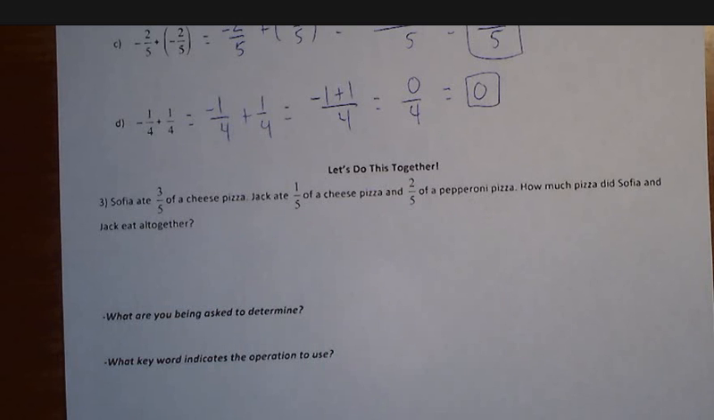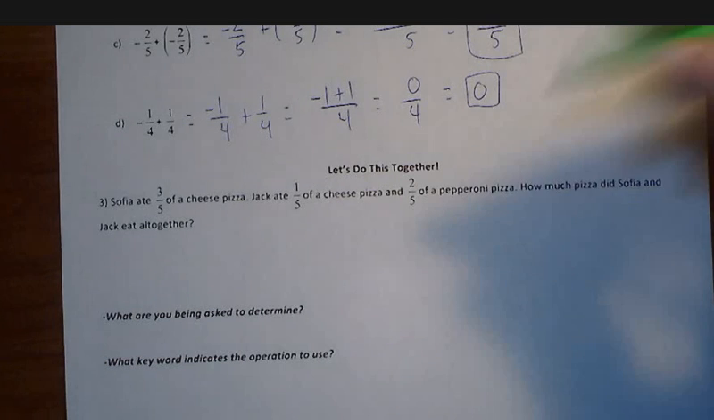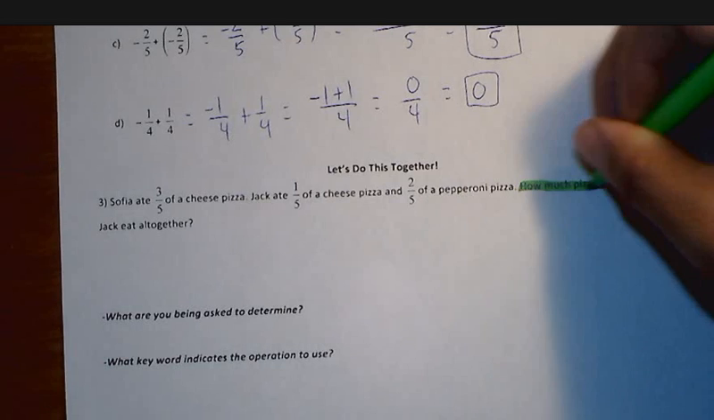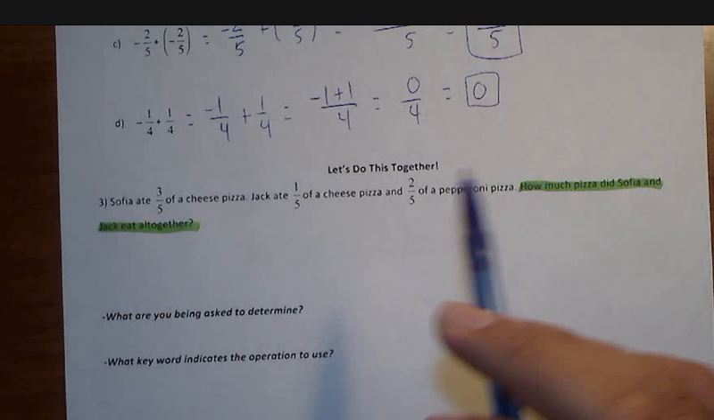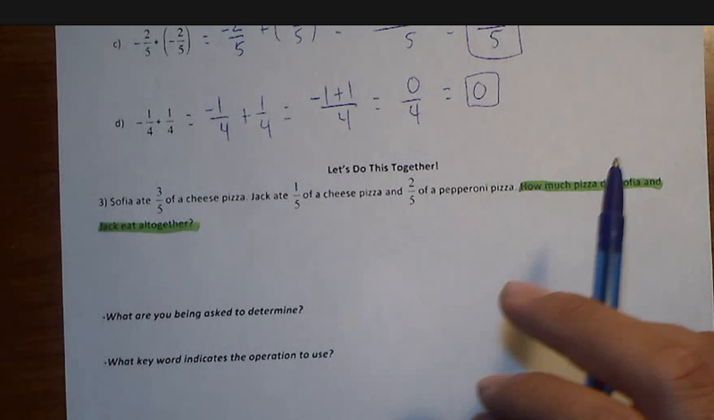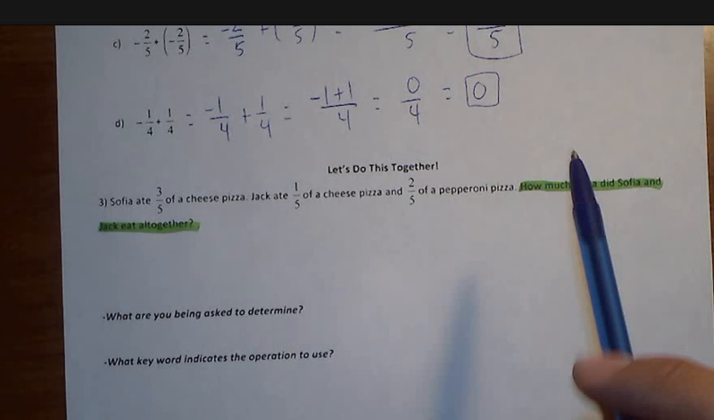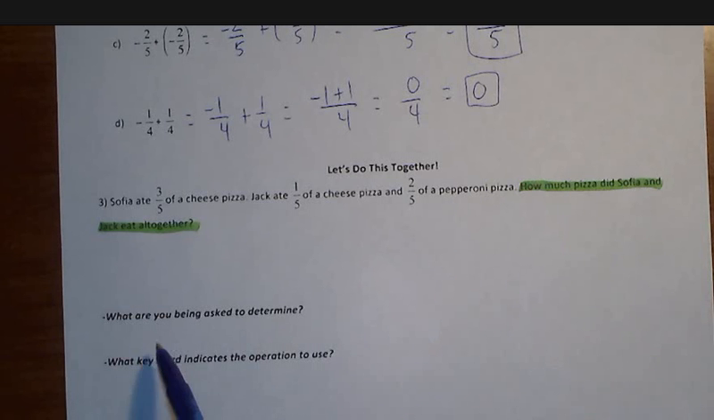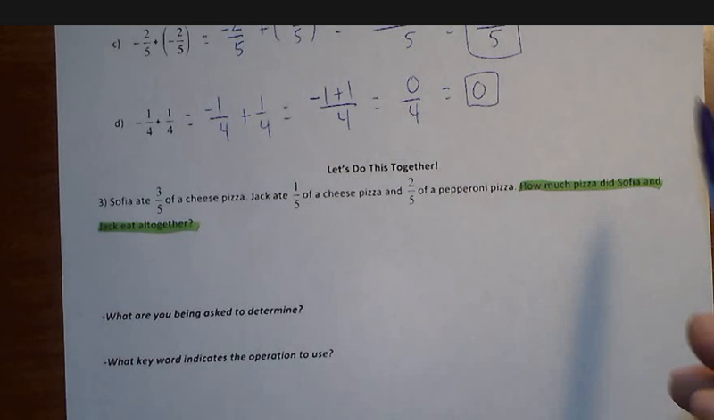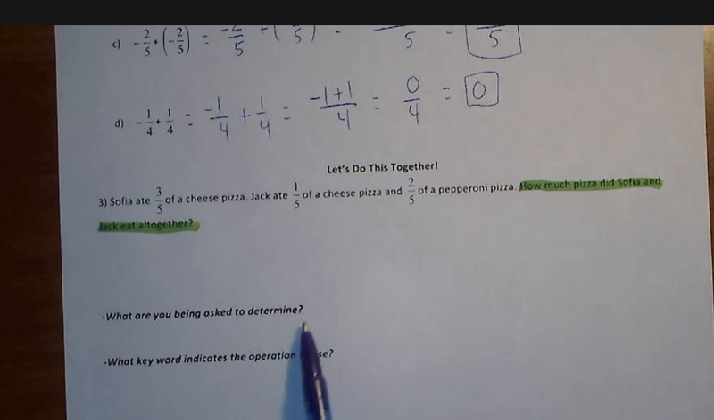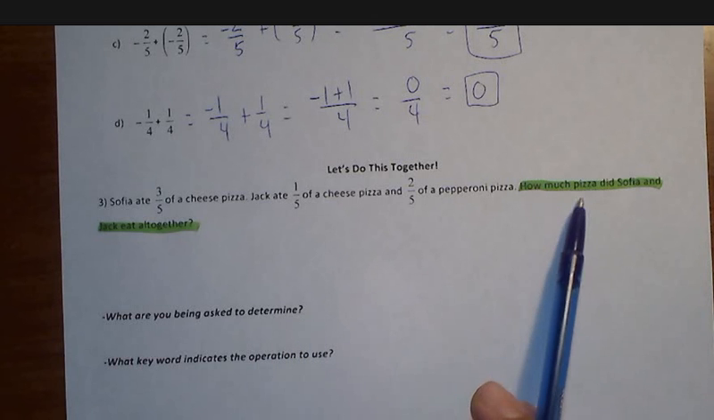So the first thing I want to do with this problem is get my highlighter out, and highlight what the question is asking for. How much pizza did Sophia and Jack eat altogether? Now, before I actually solve anything, I want to figure out what question is being asked, what am I being asked to determine. So I'm going to write what I'm being asked to determine, which is how much pizza Sophia and Jack eat altogether.